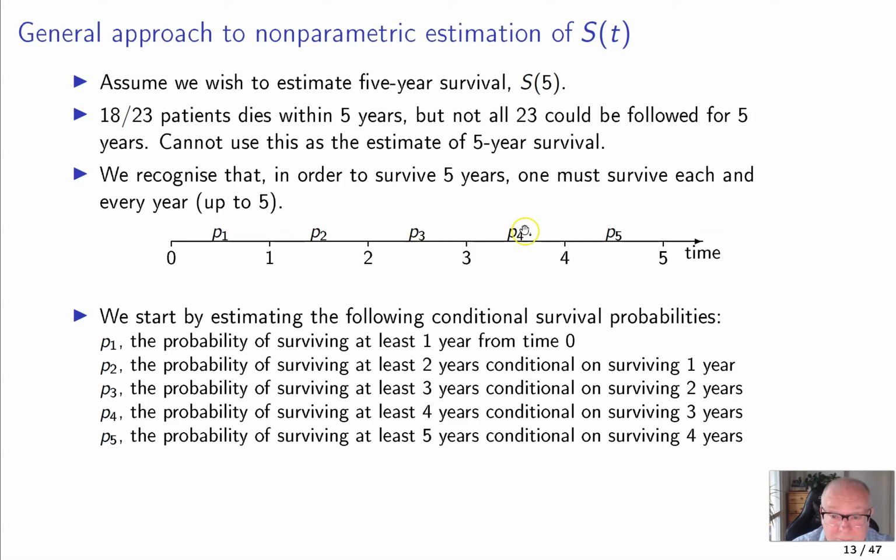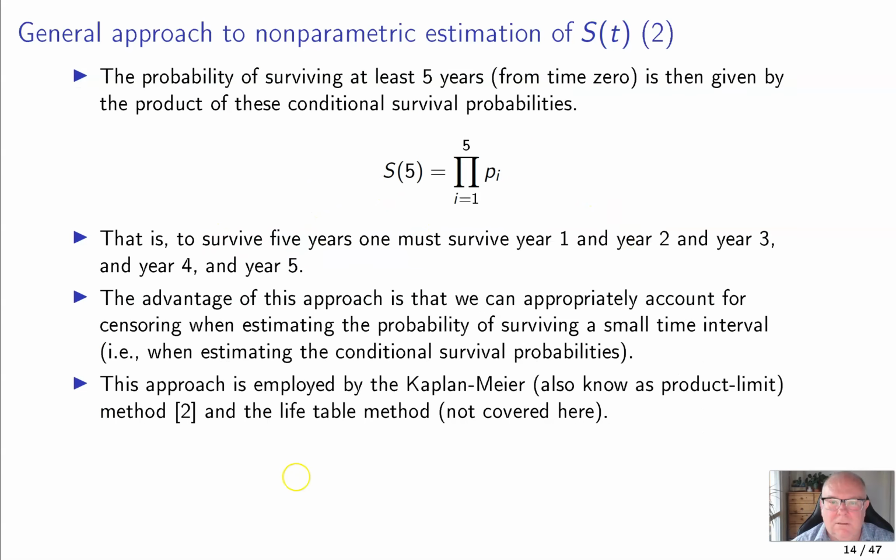Well, we multiply them together, because in order to survive 5 years, you have to survive the first year and the second and the third and the fourth. And so here we have it mathematically. Capital Pi here means product, multiply. You've probably seen capital sigma, which means sum. So this just means multiply together the pi's, where i is 1 to 5. So multiply together these 5 probabilities.